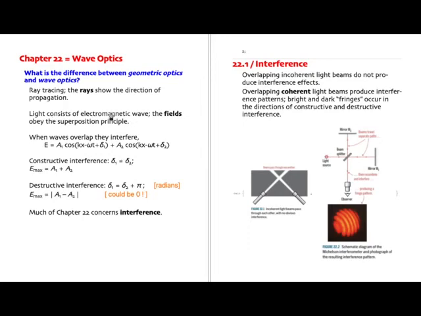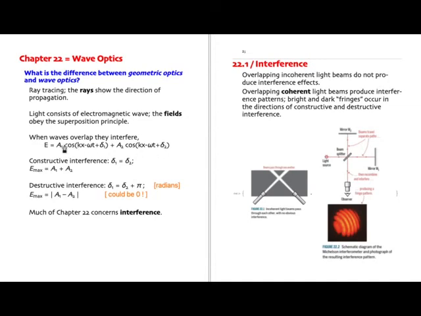Light consists of electromagnetic waves, and the fields obey the superposition principle. So when waves overlap, they interfere. Let's consider two electromagnetic waves and suppose the electric field in some direction is an amplitude A1 times cosine(kx minus omega t plus a phase shift delta 1) plus an amplitude A2 times the cosine(kx minus omega t plus a different phase delta 2).